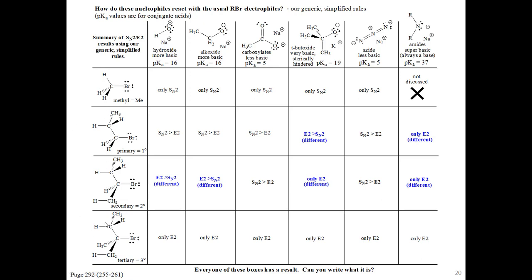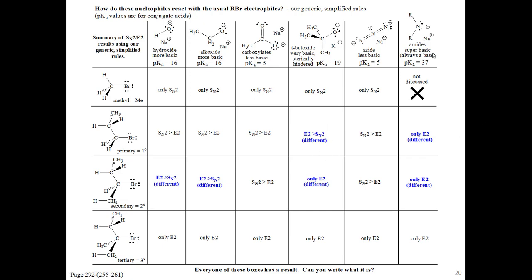Methyl, primary, secondary, tertiary. On this slide I have these anions, and on the next slide I have some more anions. But I have what are the observed results on each of these. So if you look at hydroxide and alkoxide, they are almost identical down the line. Only SN2 at methyls, we said, with a minus charge. Mostly SN2 at primary, except T-butoxide over here.